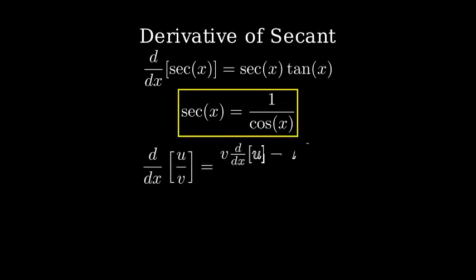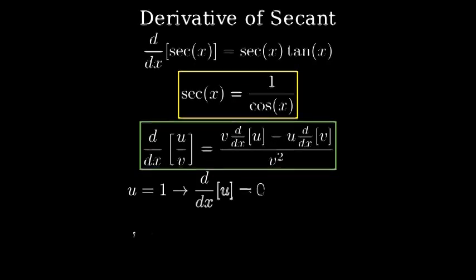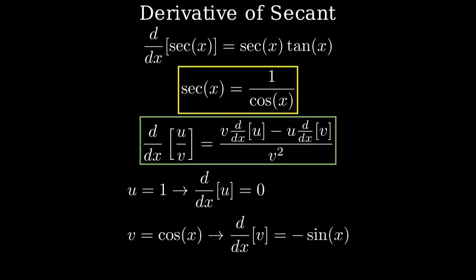To find the derivative of this fraction, we'll need to use the quotient rule. Remember, the quotient rule states that the derivative of u over v equals v times the derivative of u minus u times the derivative of v all over v squared. In our case, u equals 1 and v equals cosine of x.